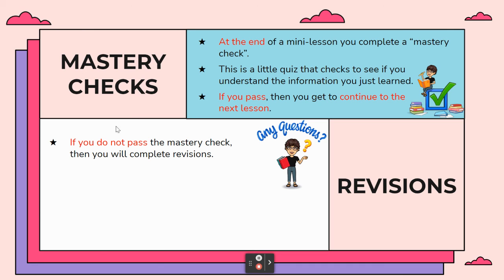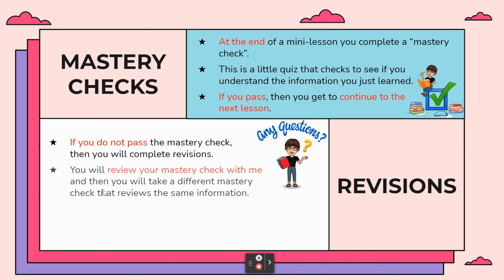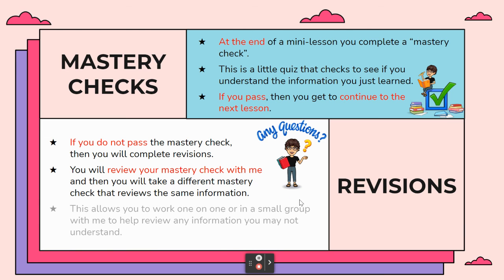So if you do not pass the mastery check, then you'll complete revisions. And in these revisions, you will review your mastery check with me, and then you will take a different mastery check that reviews the same information. This allows you to work one-on-one or in a small group if some other kids are kind of at the same pace you are with me to help review any information you do not understand.